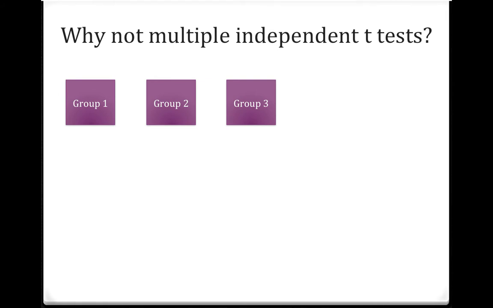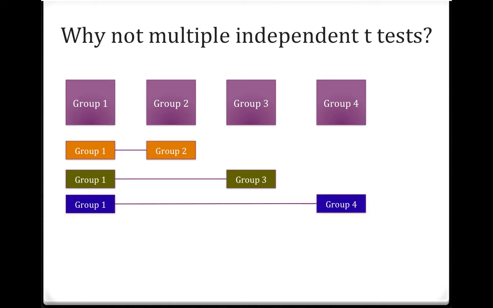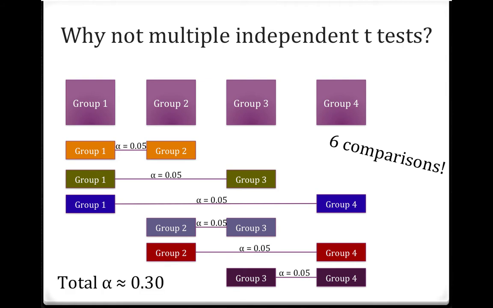What if we had four groups to compare? We'd have to compare 1 and 2, 1 and 3, 1 and 4, 2 and 3, 2 and 4, and 3 and 4. That's 6 independent t-tests. If we use an alpha level of 0.05 for each one, our overall alpha level will be well over 0.05. This means that there's a good chance of making a type 1 error.